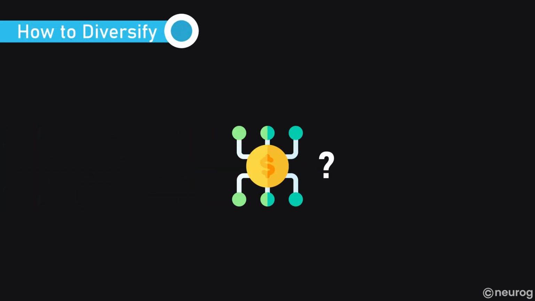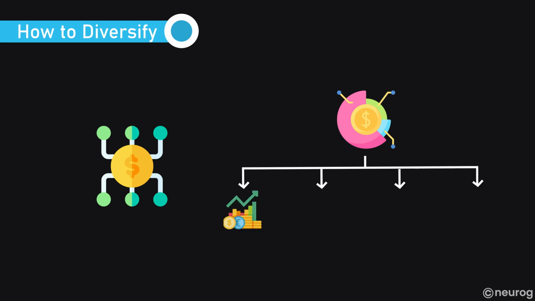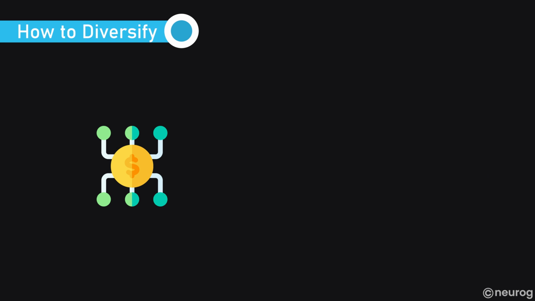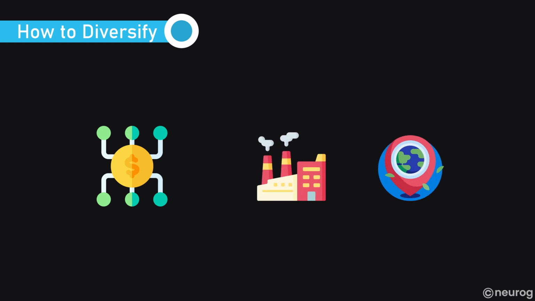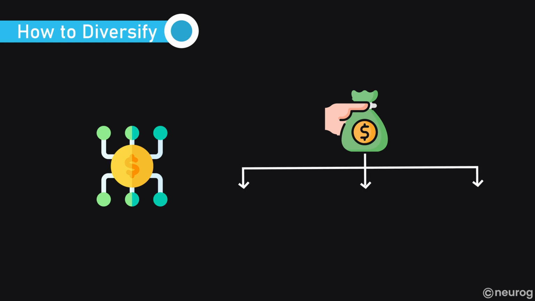So, how can you diversify? There are several ways. One is through asset allocation, spreading your investments across stocks, bonds, real estate, and other assets. Another way is to invest in a mix of industries and geographic regions. You can also diversify by investing in a combination of large cap, mid cap, and small cap stocks.